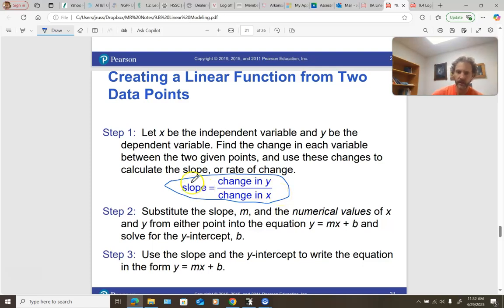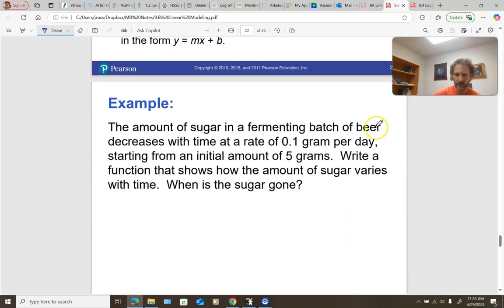Okay? And so, if you want to create a linear model, but you only have two data points, the first thing you do is you use these two data points to find the rate of change. And then once you know the rate of change, you need to substitute numerical values for x and y to be able to figure out the value of b. Because b is the initial value. Okay? And once you know the value of b, then you've got your model. Okay? So let's try this.